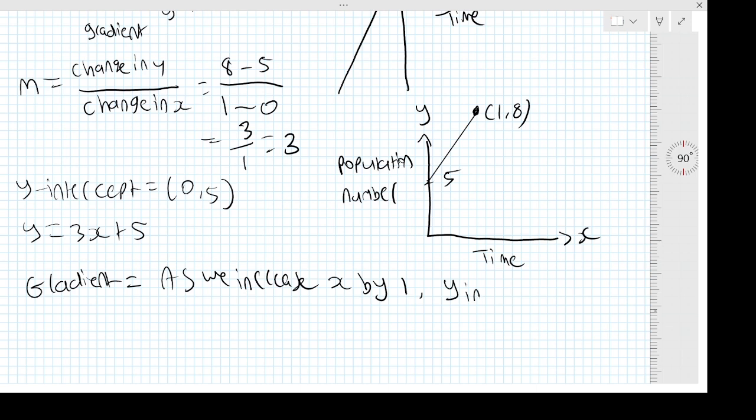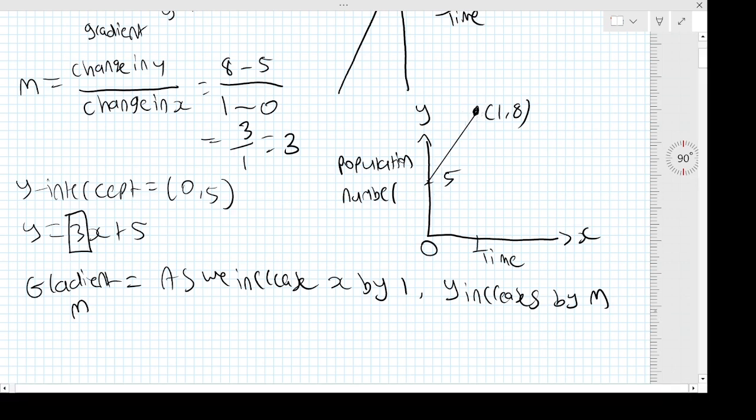So y increases by m, okay? Remember, m is the gradient. What that means is that the coefficient 3 tells us, as we increase x by 1 each time, say we start at 0, well, y is 5. But then when we go to 1, y becomes 8.